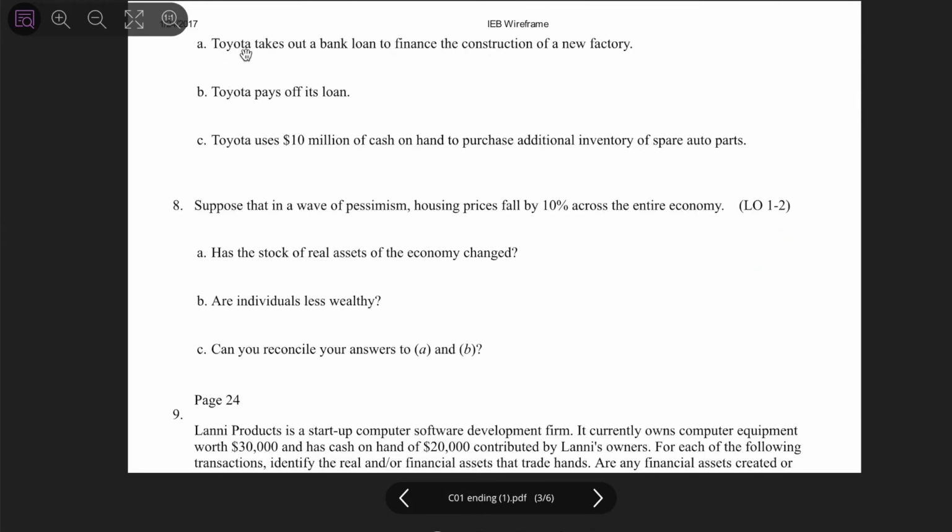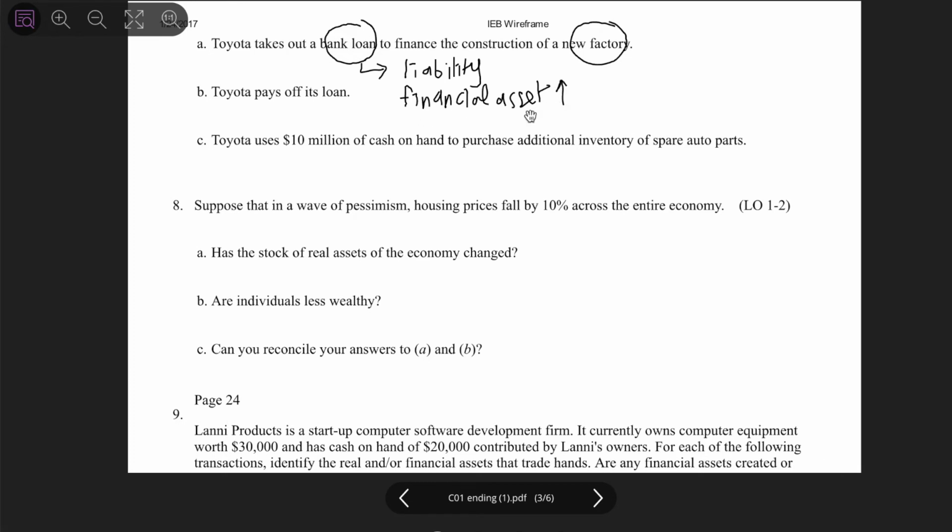So it says A, Toyota takes out a bank loan to finance the construction of a new factory. So what is new in here? Before, Toyota had no bank loan, right? And they didn't have a factory, right? So what is new? We got a bank loan and we got a new factory from it, right? So what is a bank loan? This is a liability, right? That you have to pay, and the money goes to where? Financial asset, right?